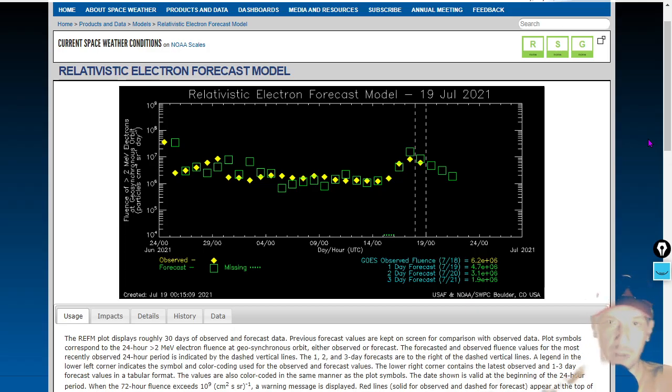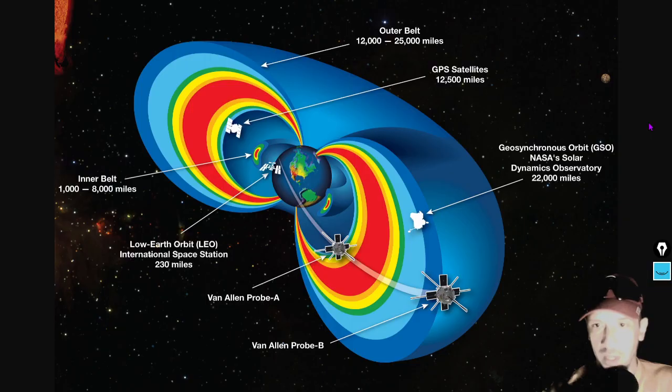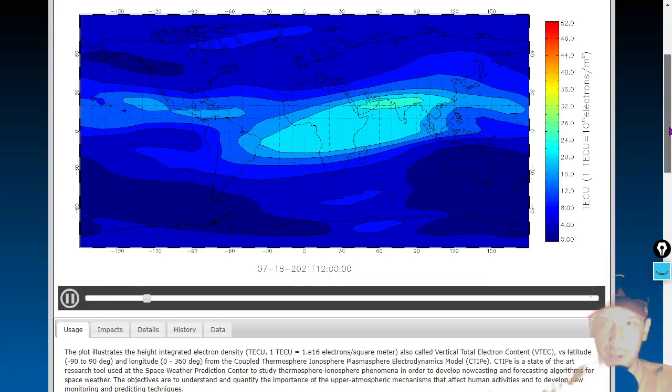Here's the forecast model, and NOAA expecting a dip in the electron flux. I have no reason to argue with that or refute it. The green boxes are the forecast. And here's the diagram of the Van Allen belts. Feel free to pause the video. Distances are in miles for that.